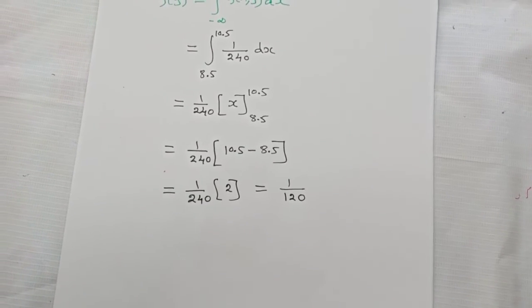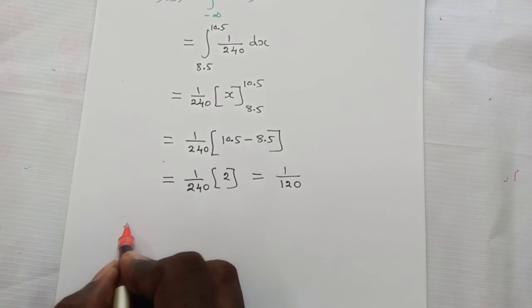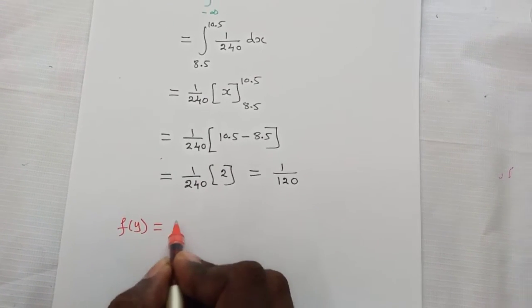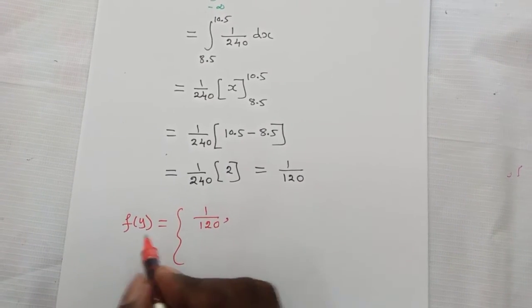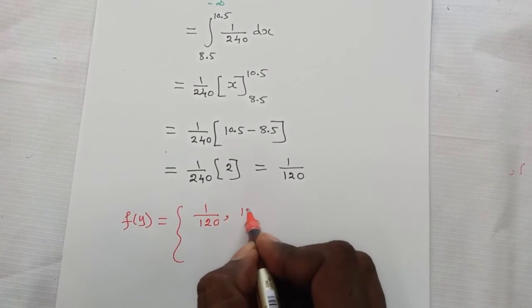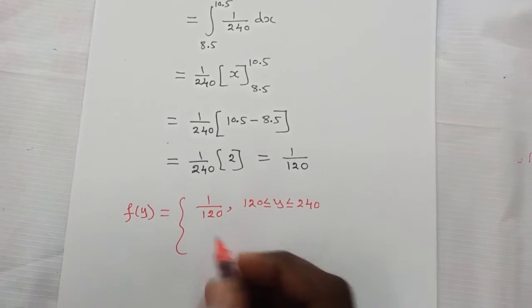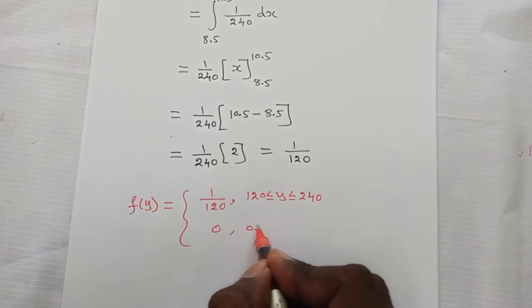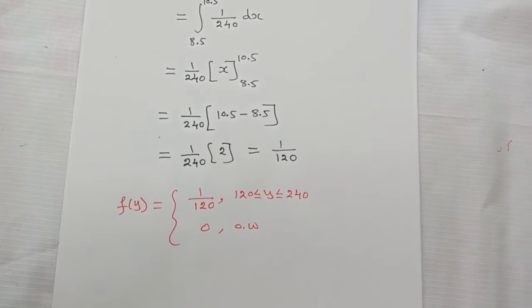So finally we can write the marginal probability density function of y: f of y is equal to 1 by 120, the range of y is 120 less than or equal to y less than or equal to 240, 0 otherwise. Okay, so this is the marginal probability density function of y.